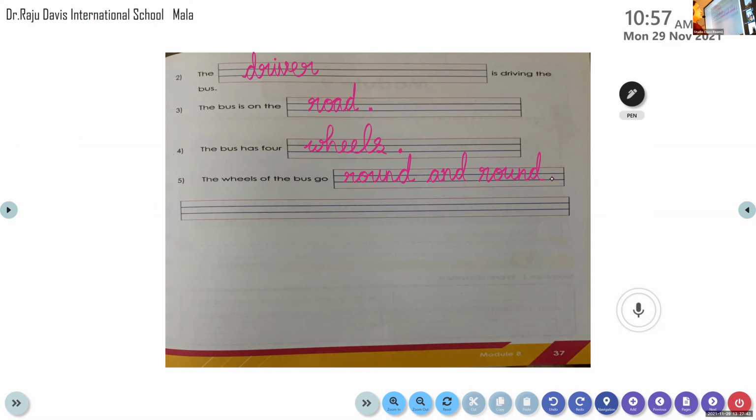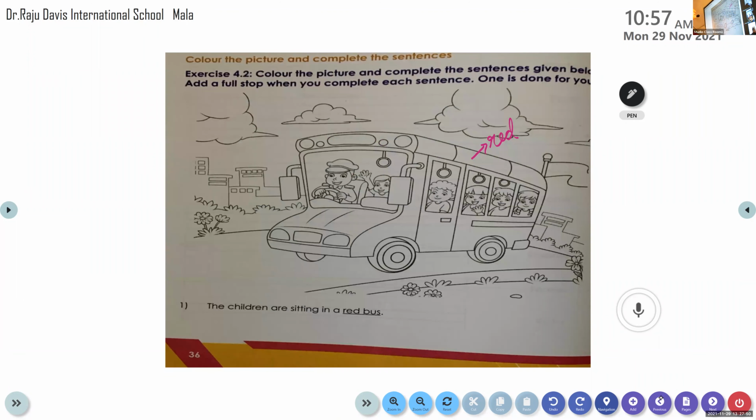Aro, unmute your device and read the first sentence. The children are sitting in a red bus. Read it one more time. The children are sitting in a red bus. Okay. Thank you.